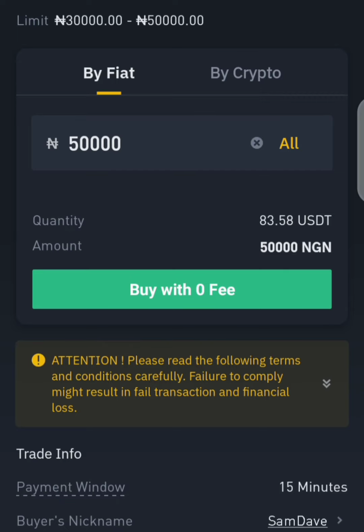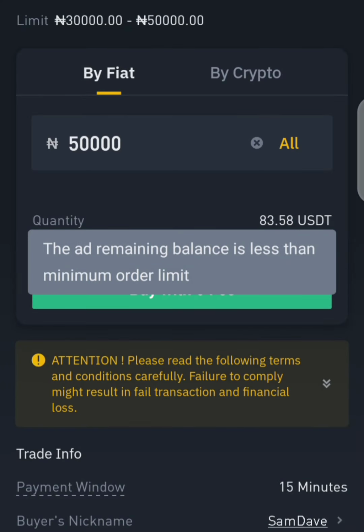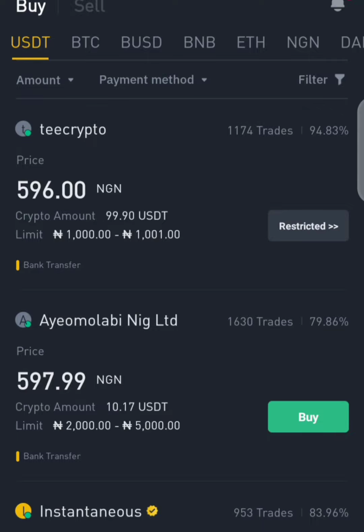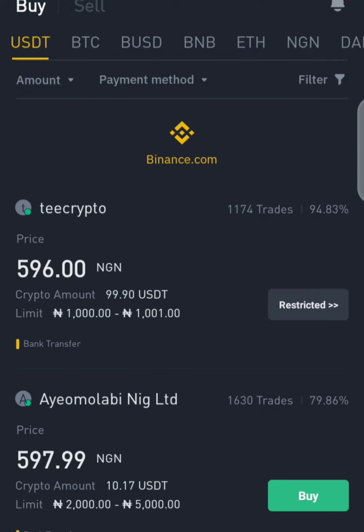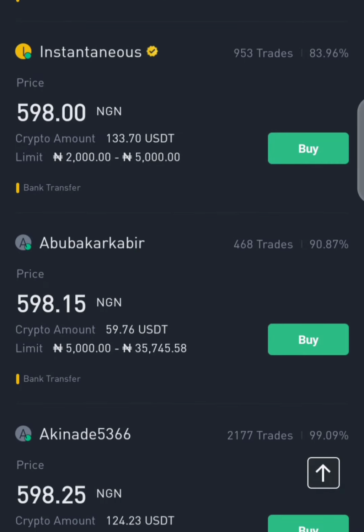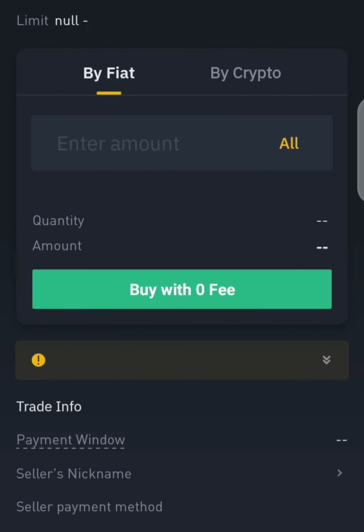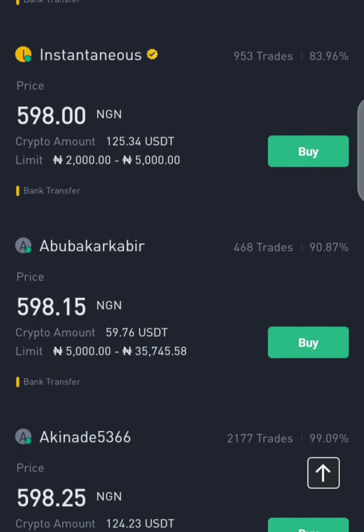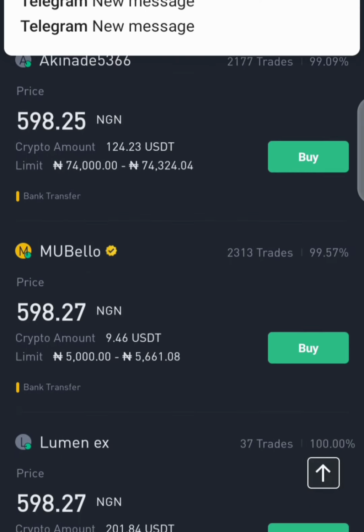Now, buy with zero fee, you click on it. Oh, they said the remaining balance is less than that. So the person, just in this little time that I'm explaining, has sold out his USDT already. That is the meaning. So let's refresh and pick another person that we can trade 50,000 naira with. Then we go back and look for somebody that you can actually trade the 50,000 naira with.